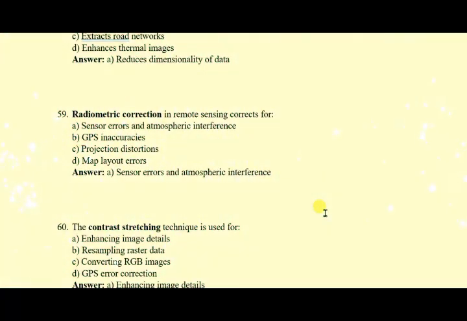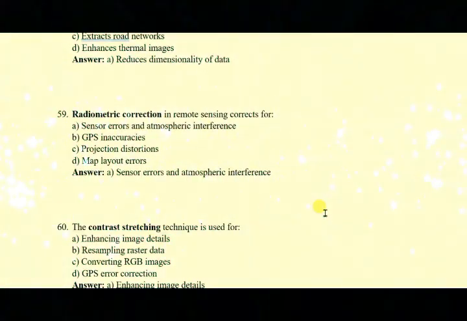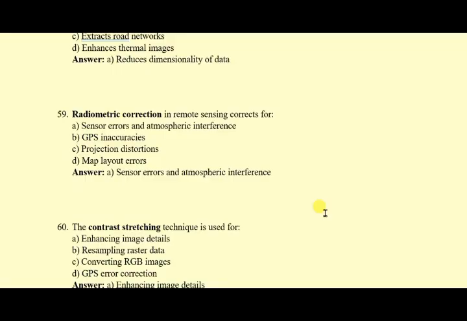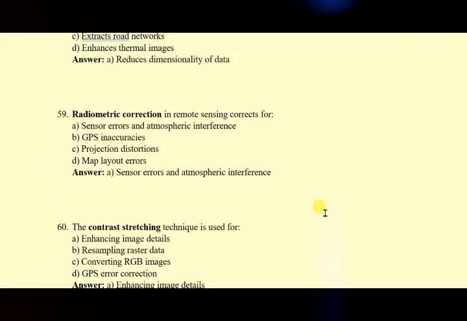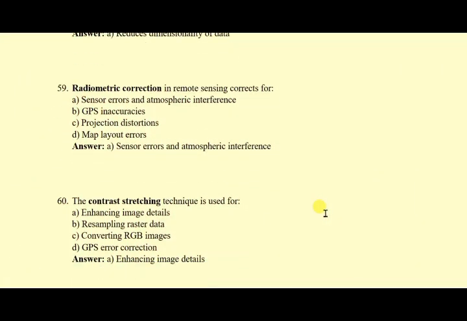59. Radiometric correction in remote sensing corrects for sensor errors and atmospheric interference, GPS inaccuracies, projection distortions, map layout errors. The right answer will be sensor errors and atmospheric interference.